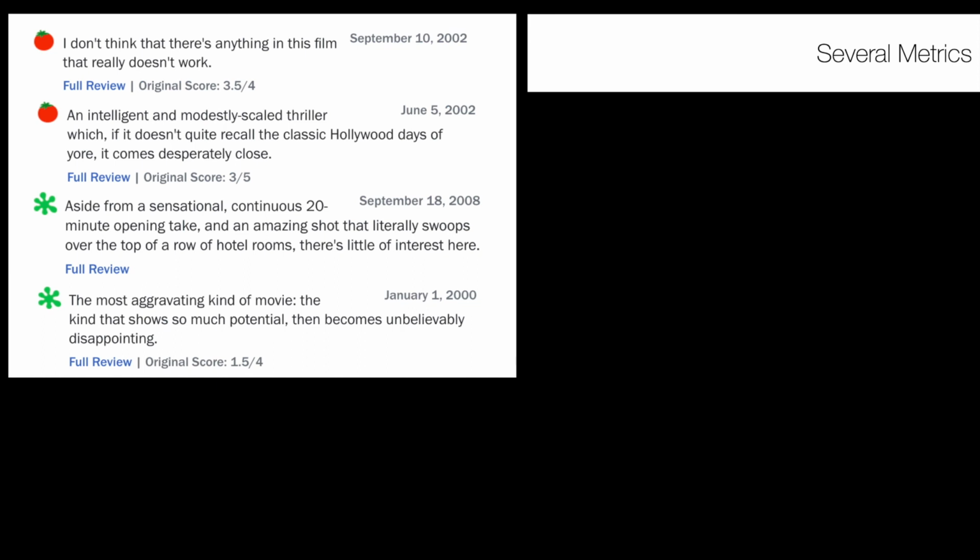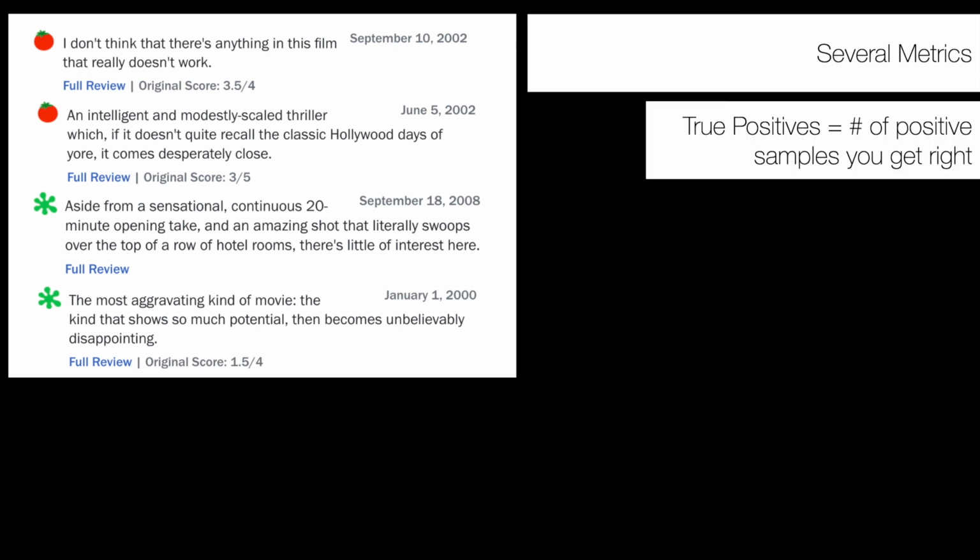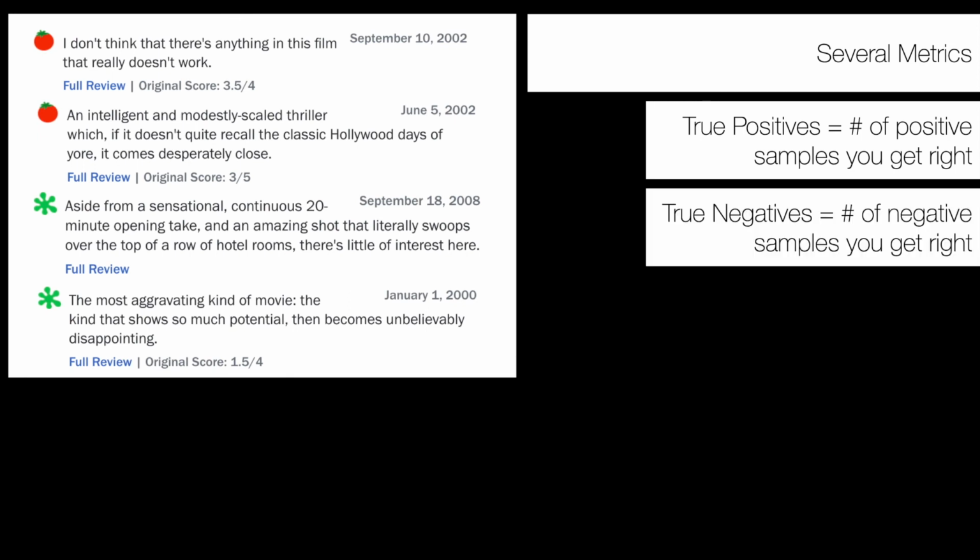For the case of movie scores, or where you just care about positive or negative sentiment, we can treat this as a classification problem with just 2 classes. And we can talk about true positives, which is the number of samples that have the positive score. So here there are 2 true positives, and there are 2 true negatives, or the number of negative samples. When we talk about true positives and true negatives in performance metrics, these are generally things that you got correct. How many positive samples did you actually label as positive? How many negative samples did you actually label as negative?